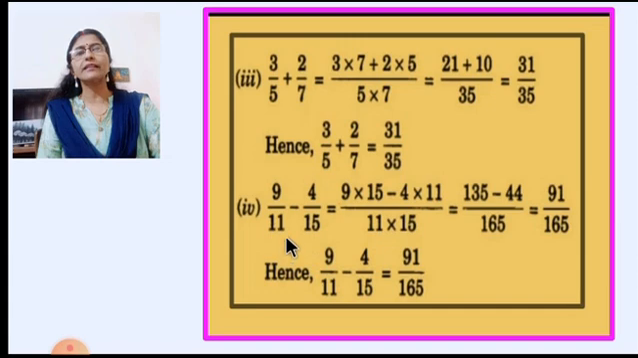Now see the next one: 9 upon 11 minus 4 upon 15. Here also you see the denominators are both prime numbers, so we'll just multiply them. 11 into 15 will come in the denominator. Now again we'll cross multiply. 9 will be multiplied by 15, so we'll write 9 into 15, then minus, and then 4 into 11. 9 into 15 is 135, 4 into 11 is 44, and 11 into 15 is 165. When we subtract, we'll get 91 upon 165.